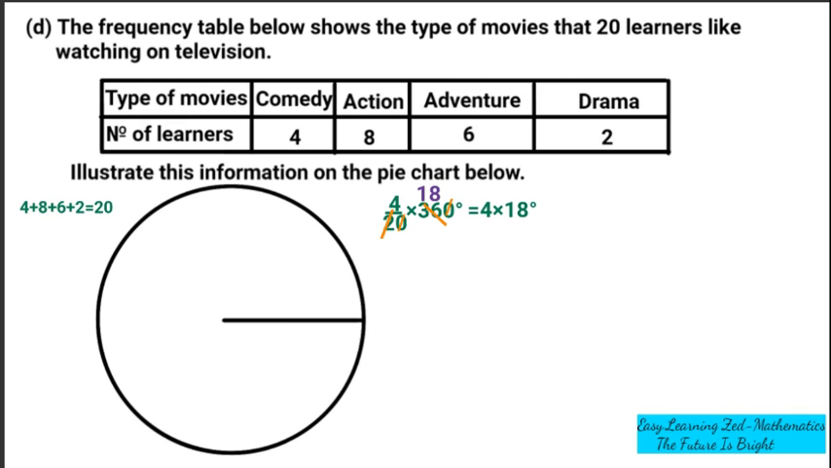Okay, so 4 multiplied by 18 degrees will give us 72. Then I'm going to cut this circle, or this pie chart. I'm going to demarcate where 72 degrees should be.